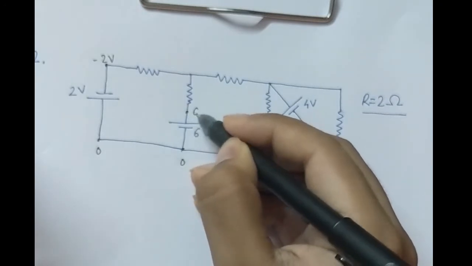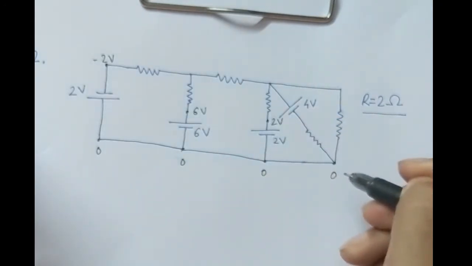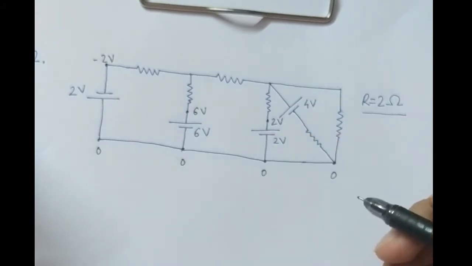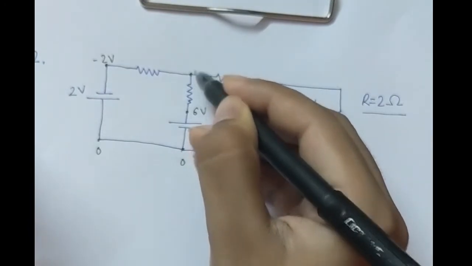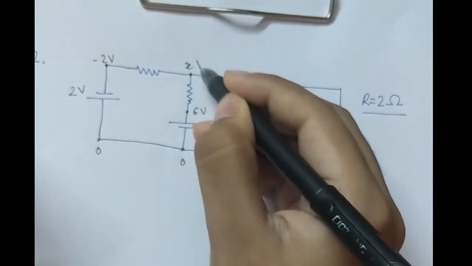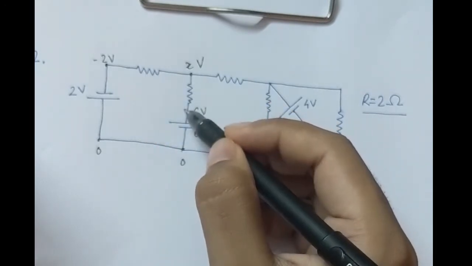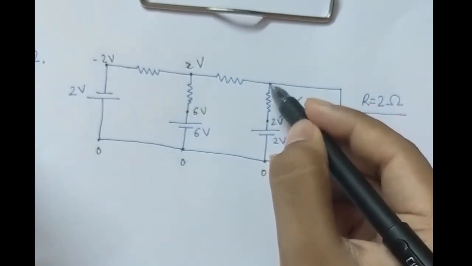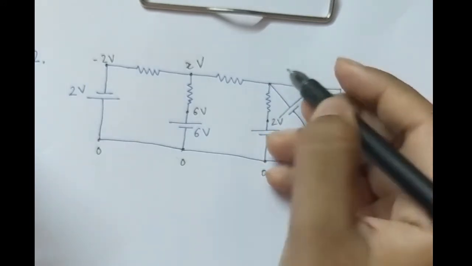This point becomes 6 volts. This point becomes 2 volts. And we can't find anything else as of now. So the next step of action is to assume one of the points to be X volts. Once we have this as X volts, we get the potentials across this resistance and this resistance, but still there's no way we can find the potential of this point. So we assume this as another variable, that is Y volts.